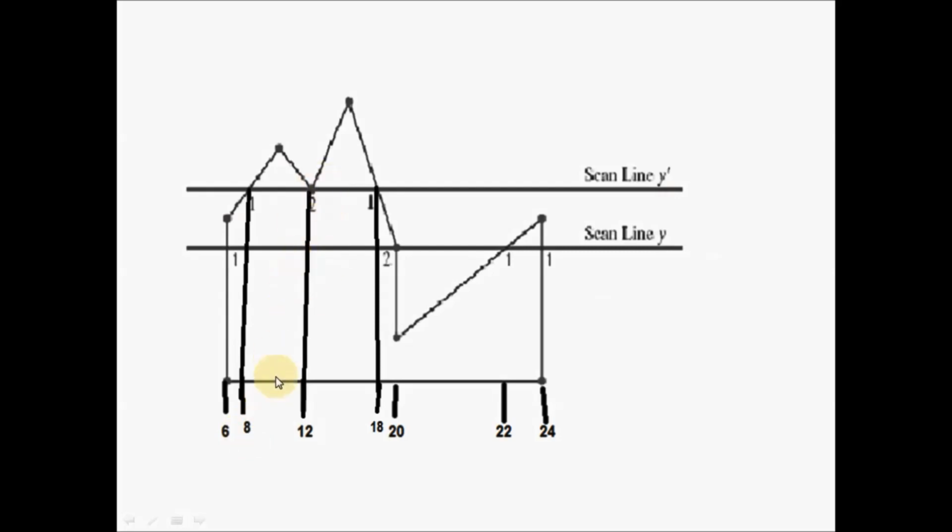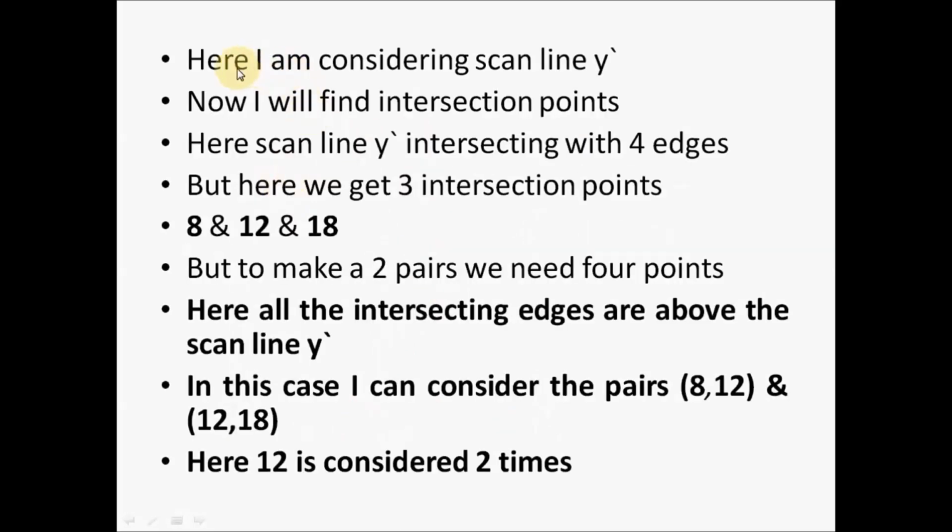It is intersecting at 12 and it is intersecting at 18. Getting, guys? So we find the intersection points. How many intersection points do we have here? See, here I am considering the scan line y dash. Now we will find the intersection points.